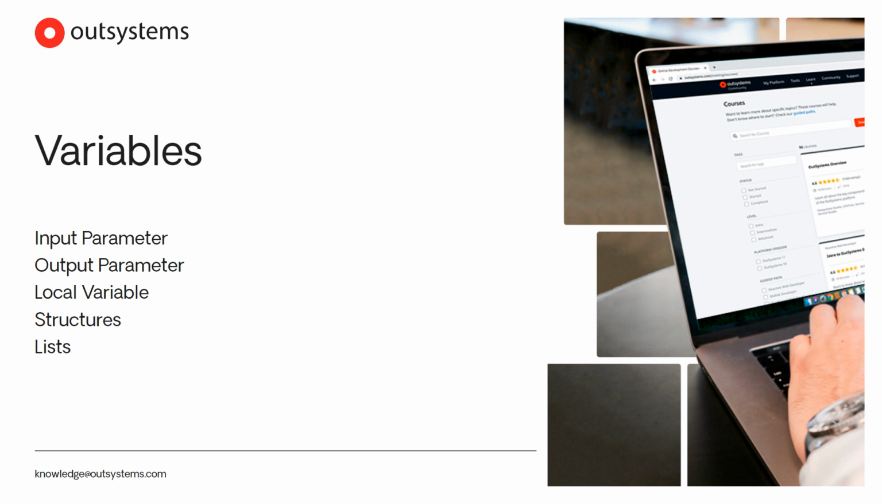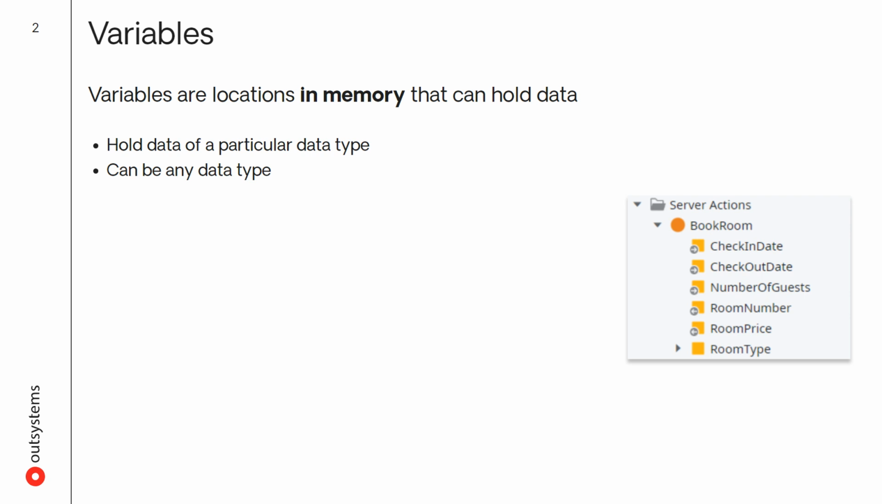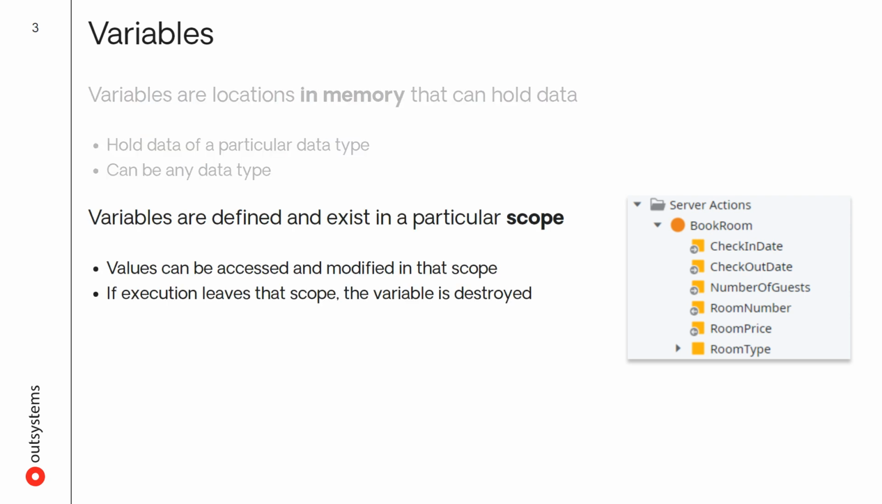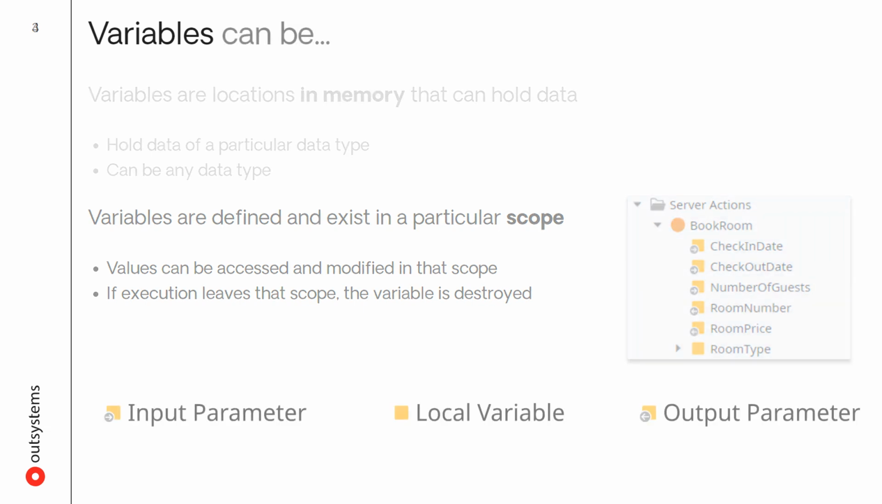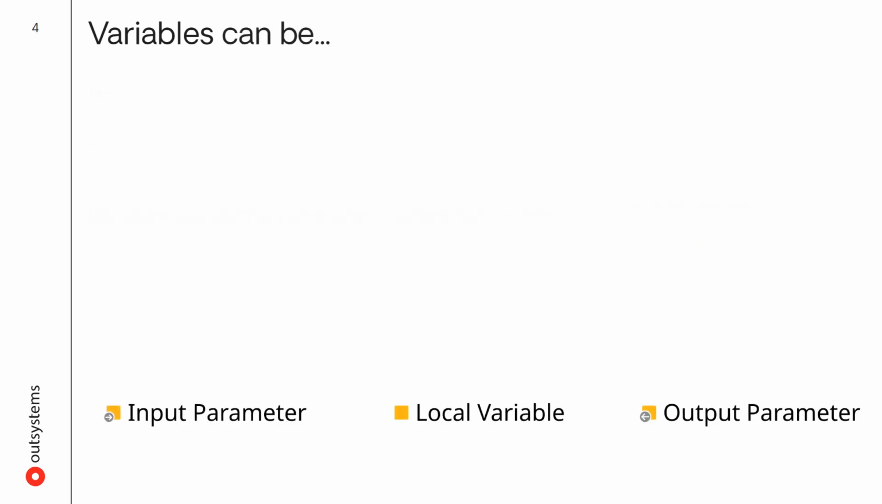Let's get started. Variables are locations in memory that can hold data. They will hold data of a particular data type, which can be any data type that we want it to be. A variable is defined and will exist in a particular scope, so that means that the value can be accessed and modified inside of that scope. If the execution leaves that area or scope, it will destroy the variable. In OutSystems, variables can be input parameters, local variables, or output parameters.